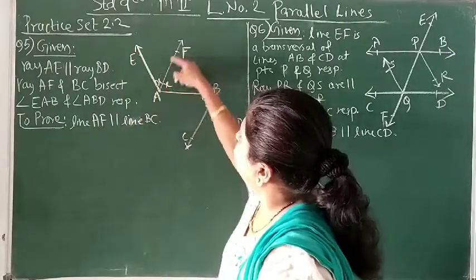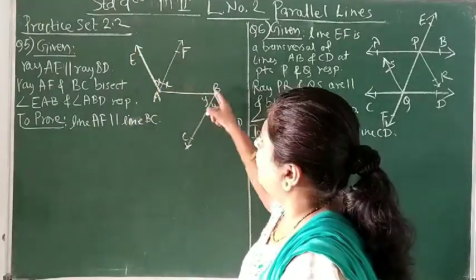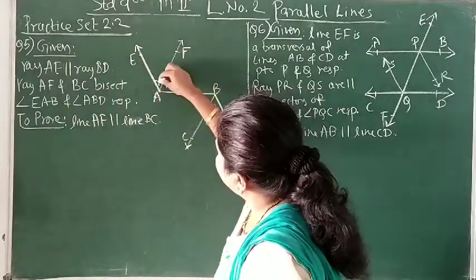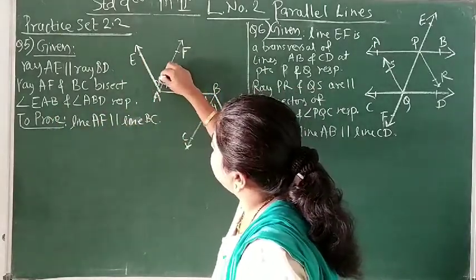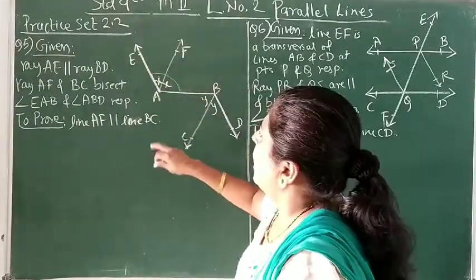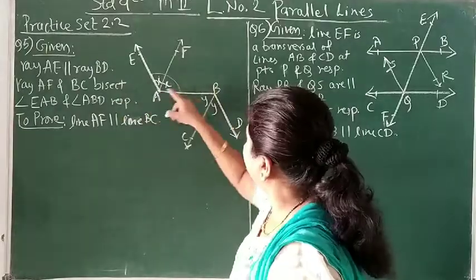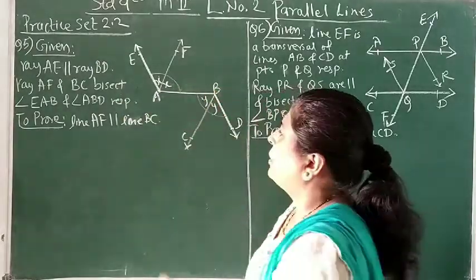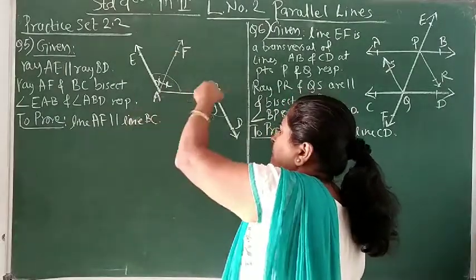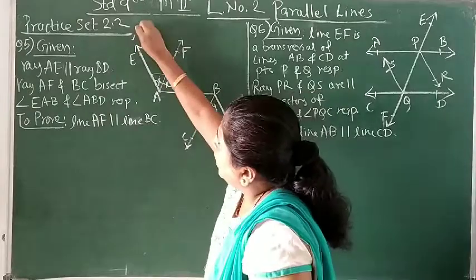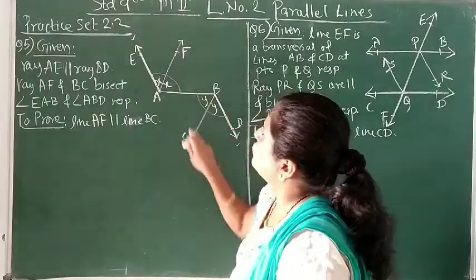Now ray AF and BC bisect angle EAB. It's given in the figure that this is x and this is the bisector of this angle. And BC bisects the angle ABD, so this is the angle bisected by this ray. Now we have to prove that line AF is parallel to line BC. So given these two are parallel, we have to prove these two parallel.